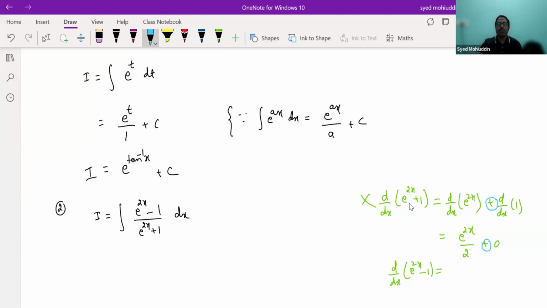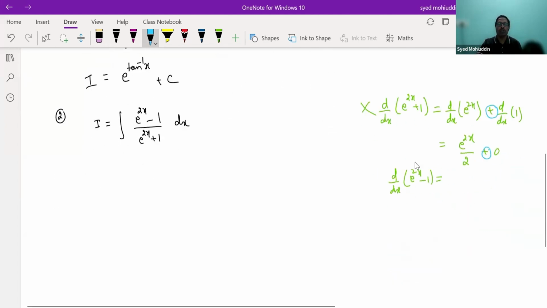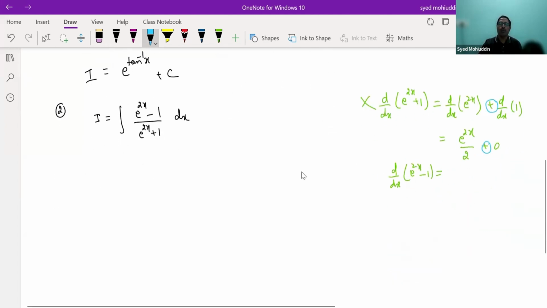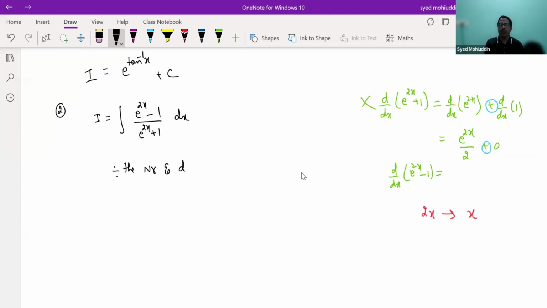When this direct substitution doesn't work, now the question is what has to be done? So what we have to do is convert this 2x value into x. So the question is how to convert this 2x as x. The only way is to divide the entire expression by e power of x. So divide the numerator and the denominator by e power of x.